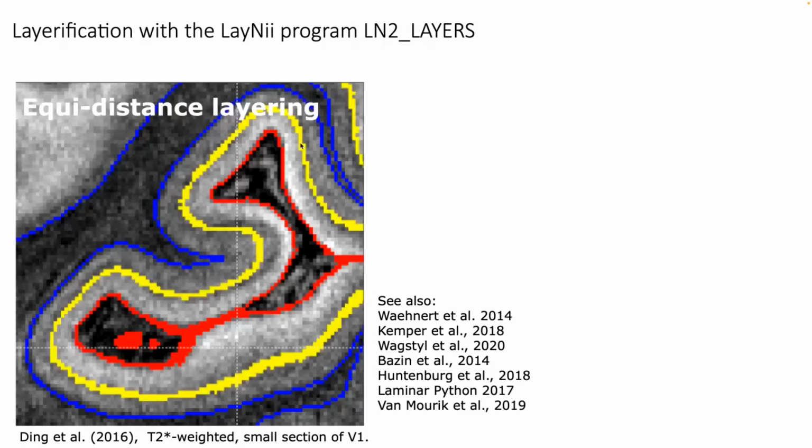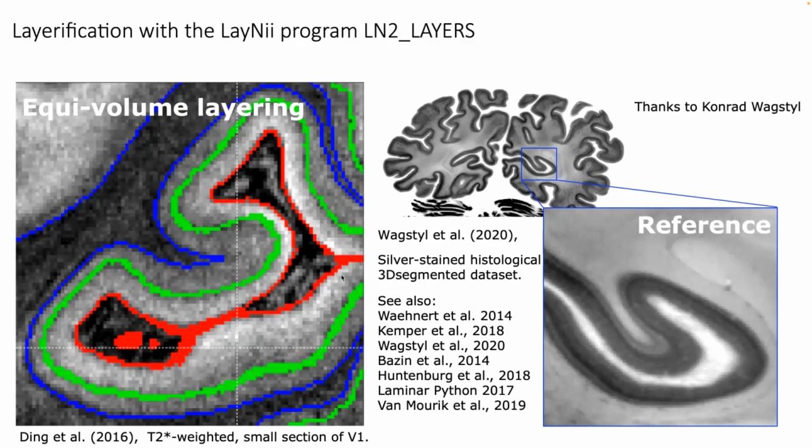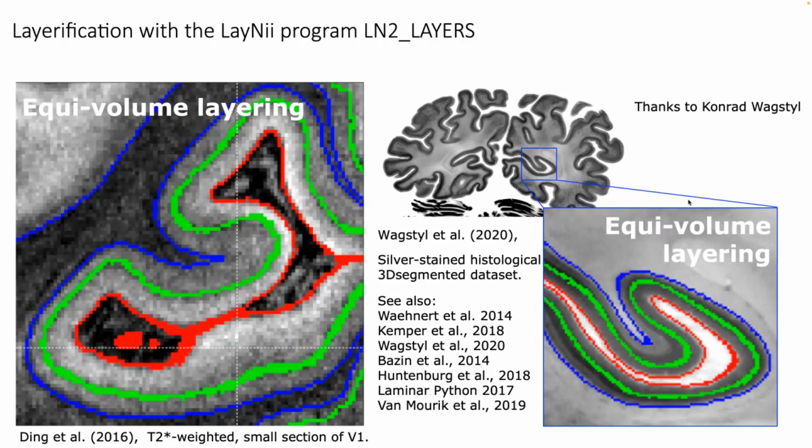So if you just take the middle layer, the so-called equidistant layering, you miss large parts of the stria of Gennari. So we need these equivolume approaches, which are implemented directly in voxel space in LayNii here. And you can validate this also on ex vivo histology data, for example, the 3D whole brain 100 micrometer BigBrain.